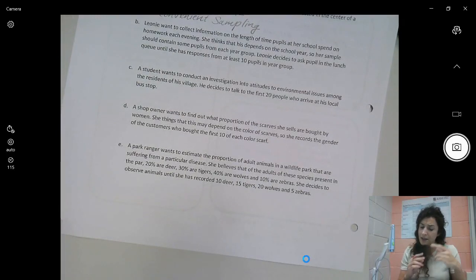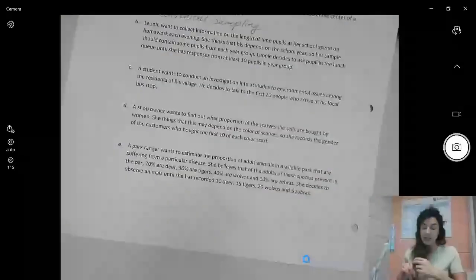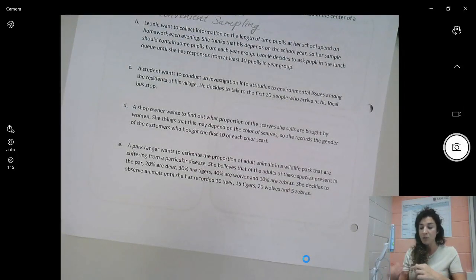Next, Leonie wants to collect information on the length of time pupils at her school spend on homework each evening. She thinks that this depends on the school year, so her sample should contain some pupils from each year of the group. Leonie decides to ask each pupil in the lunch queue until she has responses from at least 10 pupils in the year group.